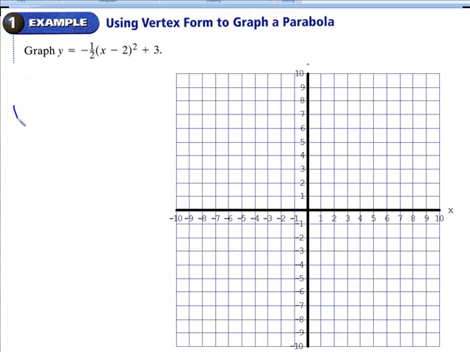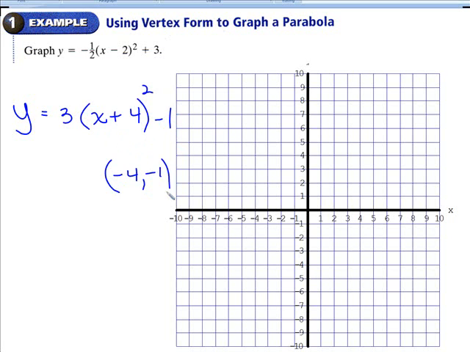Let's say we need to graph y is equal to 3 parentheses x plus 4 squared minus 1. So the vertex here is going to be the opposite sign divided by 1. So negative 4, negative 1. So negative 4, negative 1, here's our vertex, right? We're going to use the a value next, positive 3, so that means when you go over 1, we're going to go up 3, 1, 2, 3. Go to the left 1, go up 3.